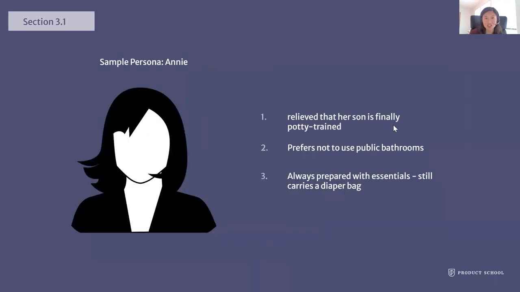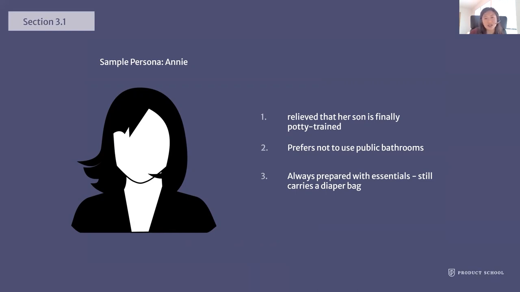Now, for this project, I used the qualitative data I collected to build a persona. I gave her a name, Annie, and described in a few sentences the key behaviors and motivations that I observed in my interviews. The persona represents a composite of the parents I spoke with. Annie is 35 and mother of a three-year-old.